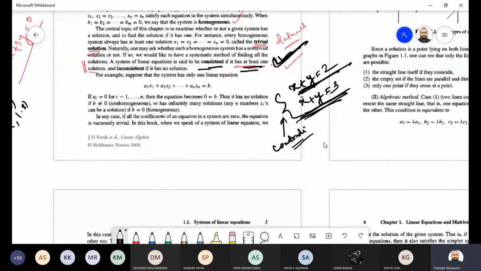If you are drawing the first line, you can write this as x by 2 plus y by 2 equal to 1. You can draw it in many different ways, but I am writing it in terms of x intercept and y intercept. So what is this line? You can draw this one.